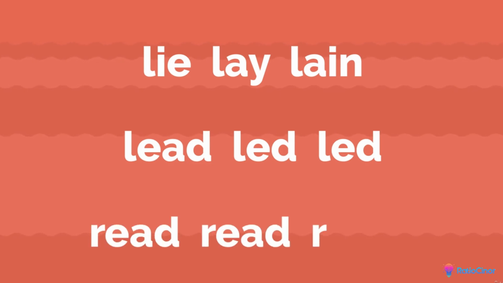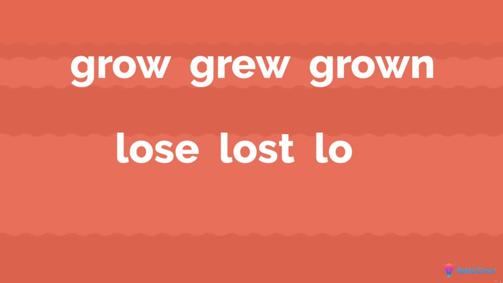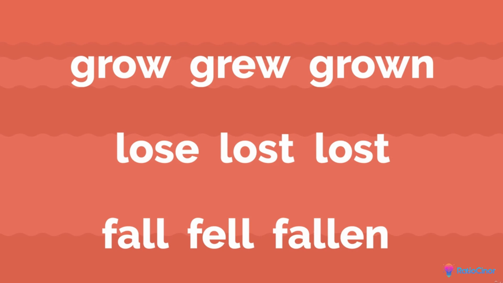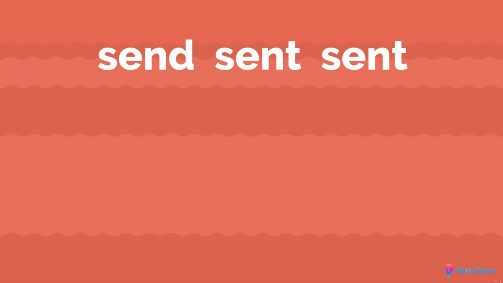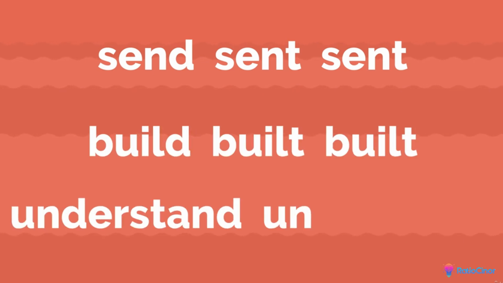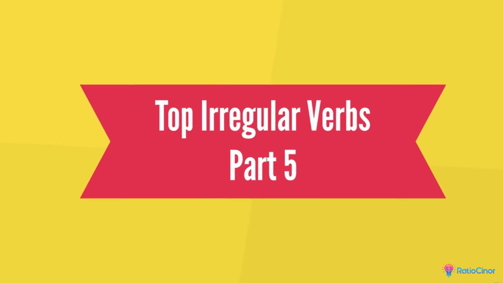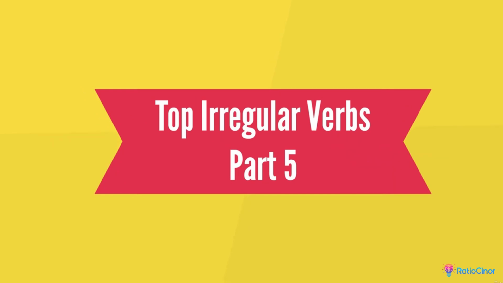Read, read, read. Grow, grew, grown. Lose, lost, lost. Fall, fell, fallen. Send, sent, sent. Build, built, built. Understand, understood, understood. Top irregular verbs, Part 5.